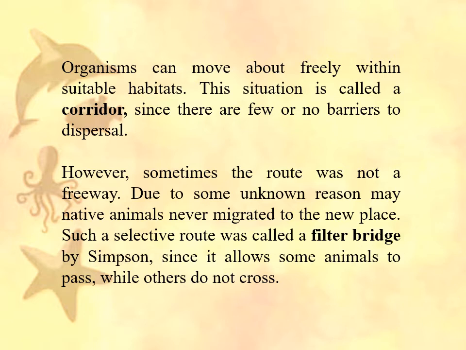Now, sometimes these corridors are not a freeway. That means all the organisms living in one place cannot move through this bridge freely. So there must be some kind of restrictions by which organisms are filtered. Some organisms can move past, others cannot. These kinds of bridges, according to Simpson, are known as filter bridges, because it was found that many organisms still remained in their own native place.